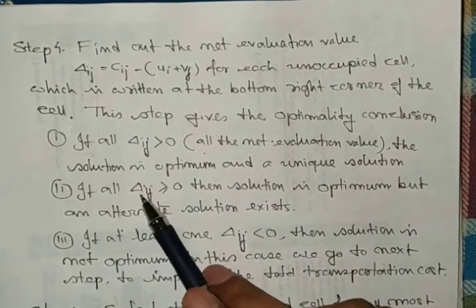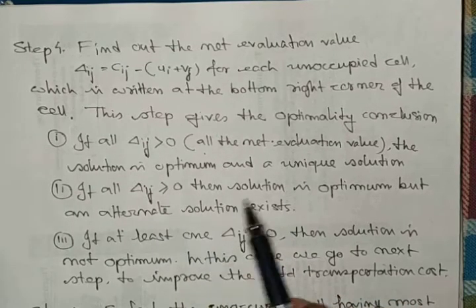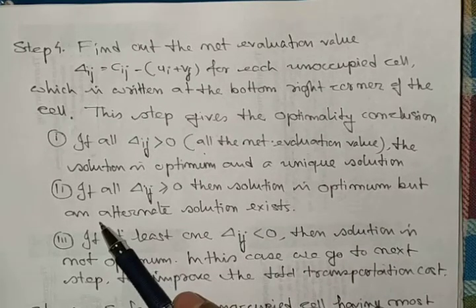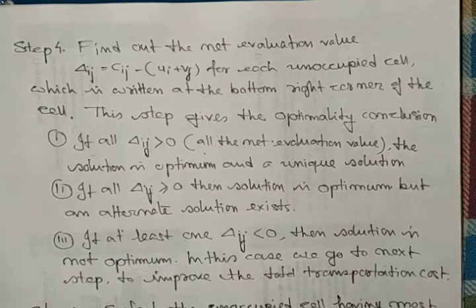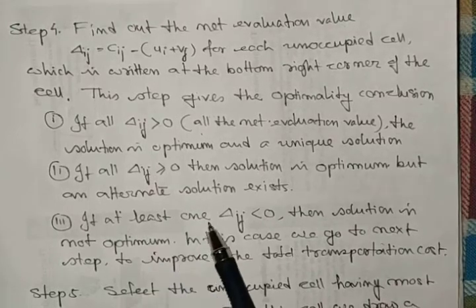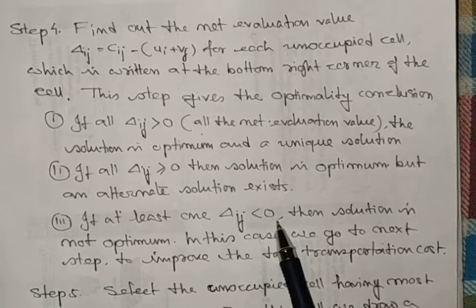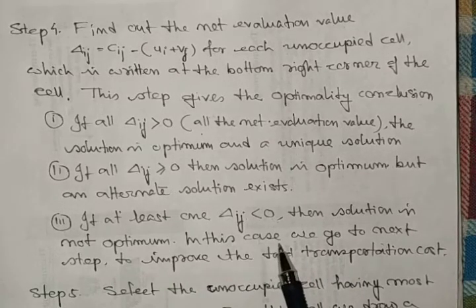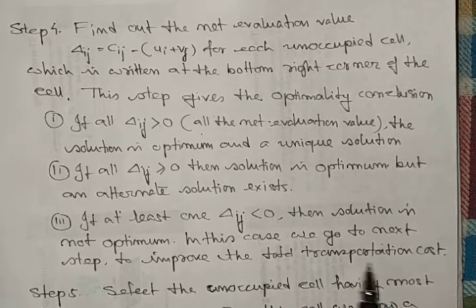If all net evaluation values, that is delta ij, are greater than or equal to 0, then the solution is optimum, but this solution must have another alternate solution too. If at least one delta ij is less than 0, then the solution is not optimum. In this case, we have to go to the next step to improve total transportation cost.